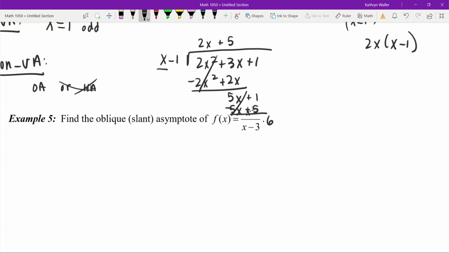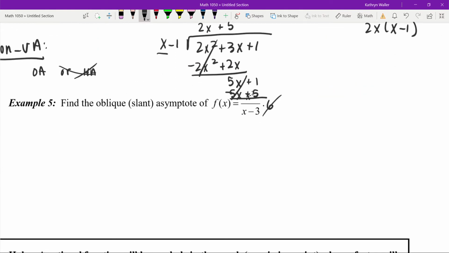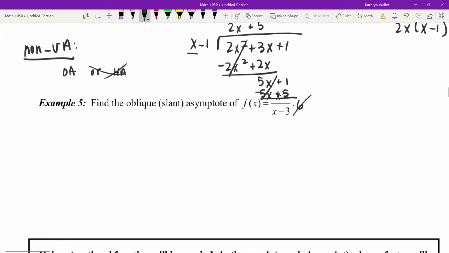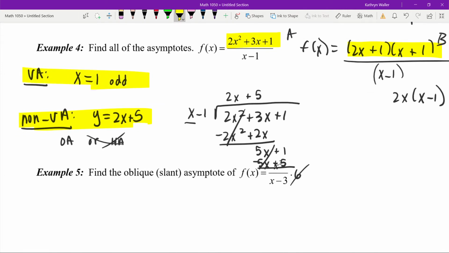Talk to me about that 6. It's the remainder, right? There's nothing else to bring down. And up here we said throw out the remainder. So the 6 is gone. So your non-vertical asymptote is y equals 2x plus 5. It ended up being an oblique, not a horizontal. That's it.